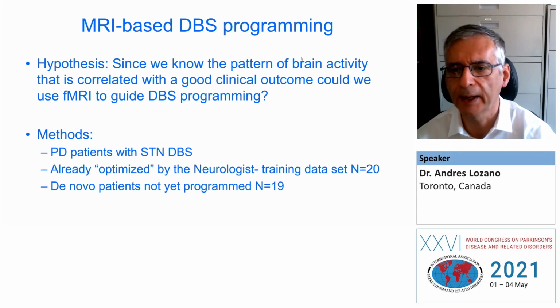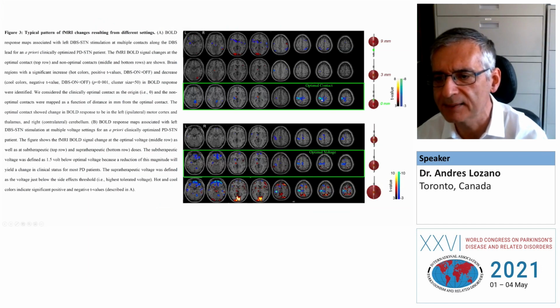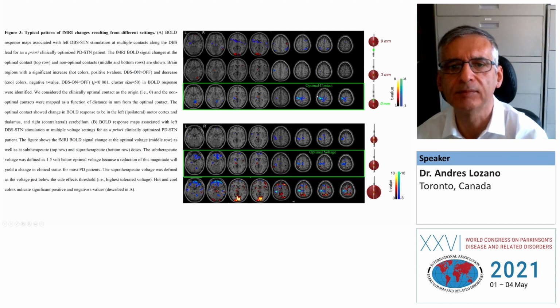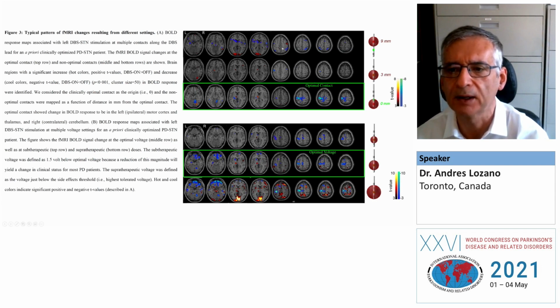So these are the results. And here in the prospective cohort, we see that indeed one is able to find stimulation contacts that produce a signature of deactivation in M1 and of deactivation in the contralateral cerebellum. So this is the signature that we're looking for. And if we move to non-optimal contacts, as you see here above, 3 millimeters above or 6 millimeters above, you'll see that you do not see the same pattern of M1 and cerebellar deactivation. And so indeed, it is possible to, in de novo patients, reproduce this optimal fMRI signature pattern.